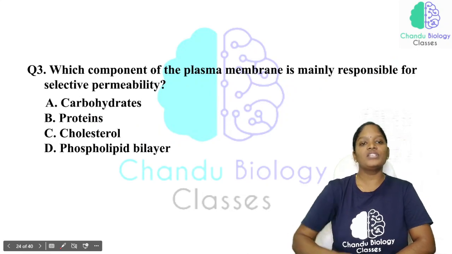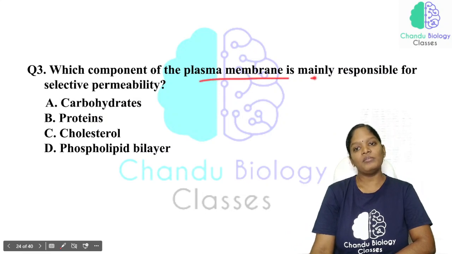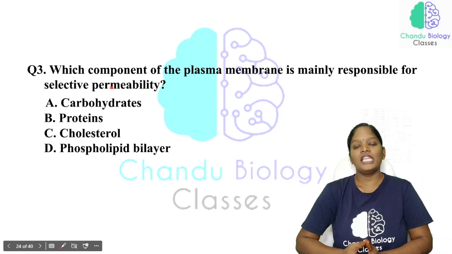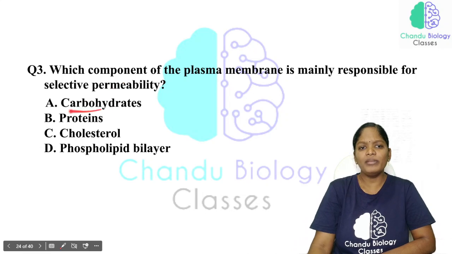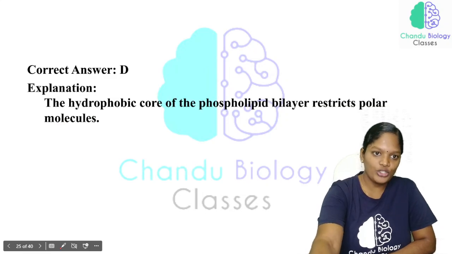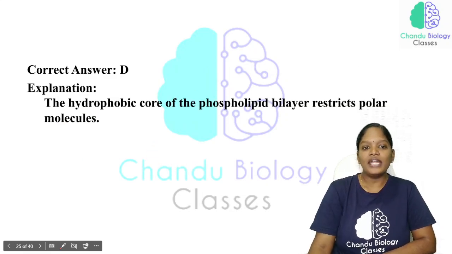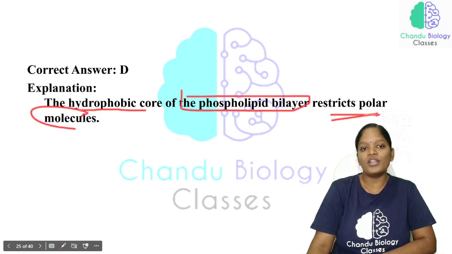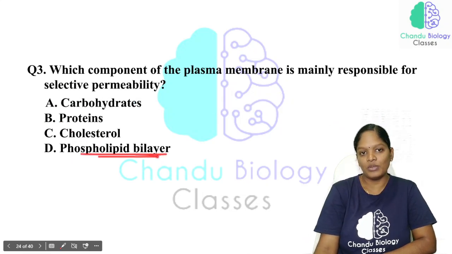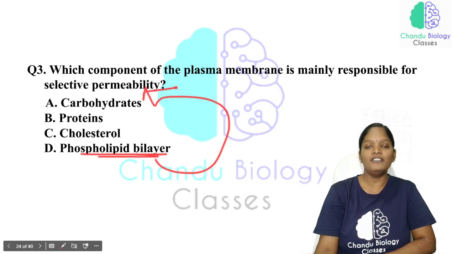Okay, and the third question will be, which component of the plasma membrane is mainly responsible for selective permeability? Who is responsible for this? Carbohydrates, proteins, cholesterol and phospholipid bilayer. So there might be a confusion, but the hydrophobic core of the phospholipid bilayer restricts the polar molecules. So the correct answer will be option D, that is the phospholipid bilayer is the one responsible for the selective permeability.